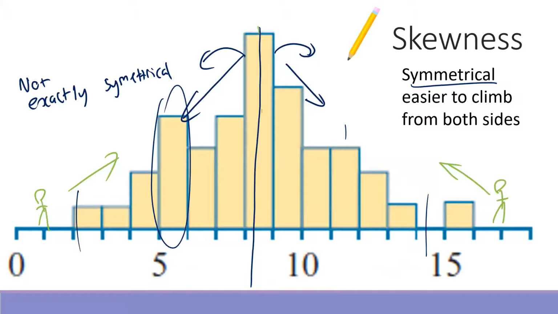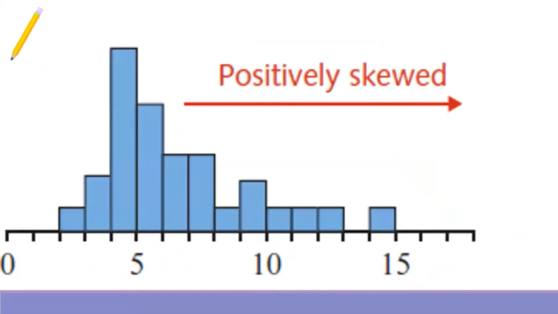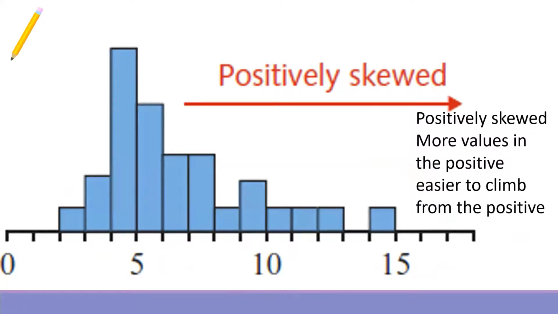Where you might see something that is not symmetrical is if you took something that is positively skewed. Now, positively skewed graphs have more values in the positive, and it's easier to climb from the positive area. And that's one way I would think about it. If I was a person standing here, I would say to myself, wow, this is going to be pretty easy to climb. Whereas if I was standing here, and I'm looking at this sheer cliff face, I'm going to be like, oh my God, this is not going to be a happy time to try and climb this.